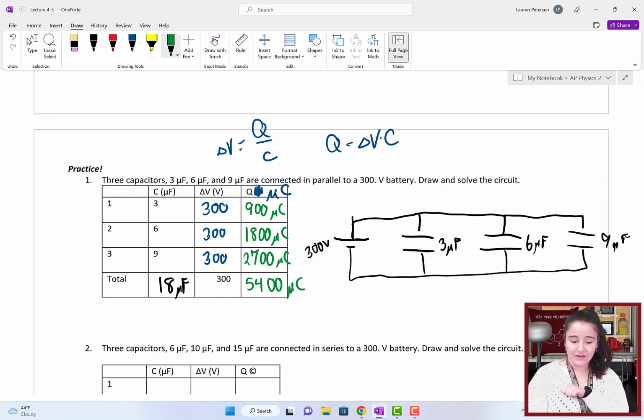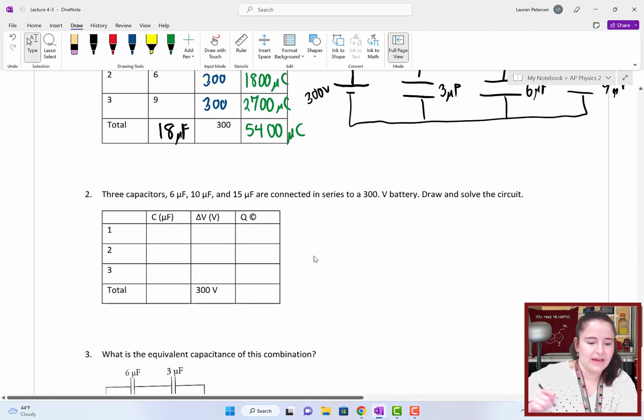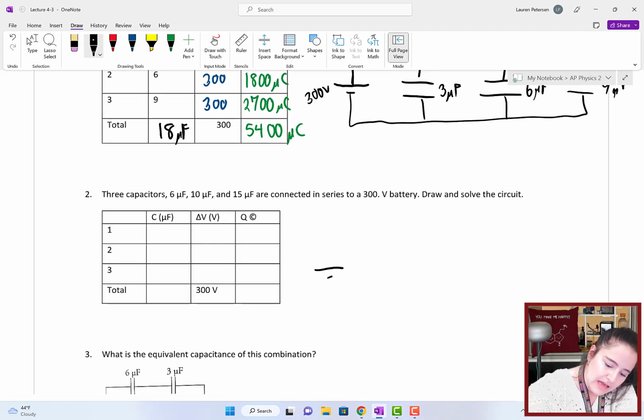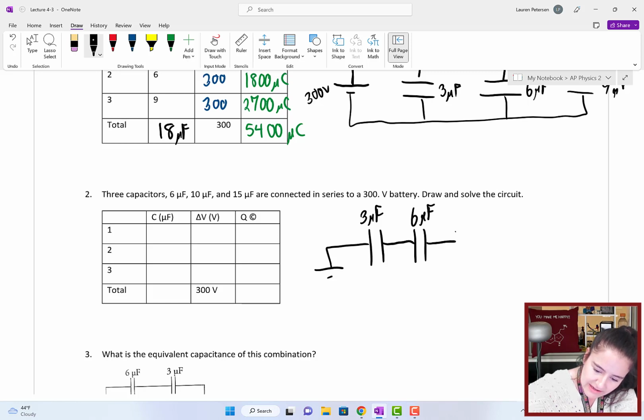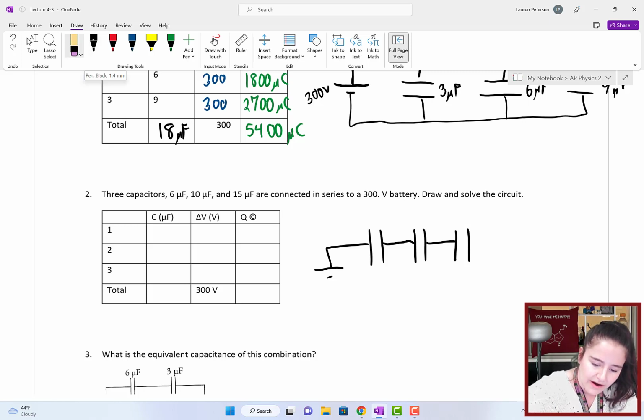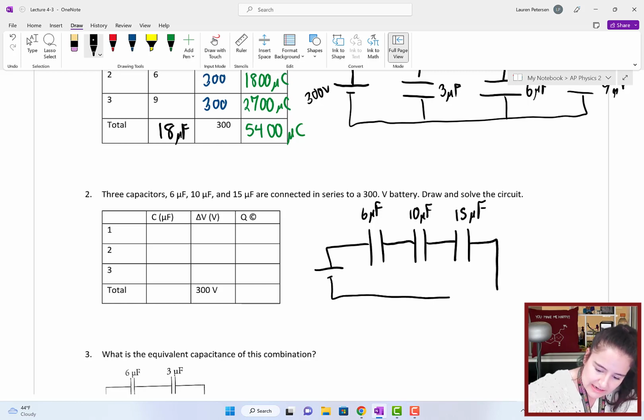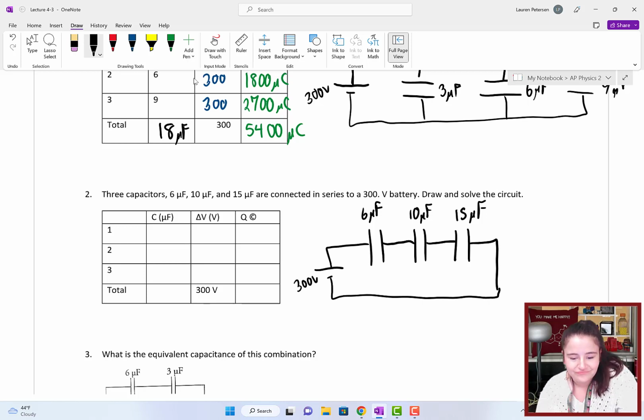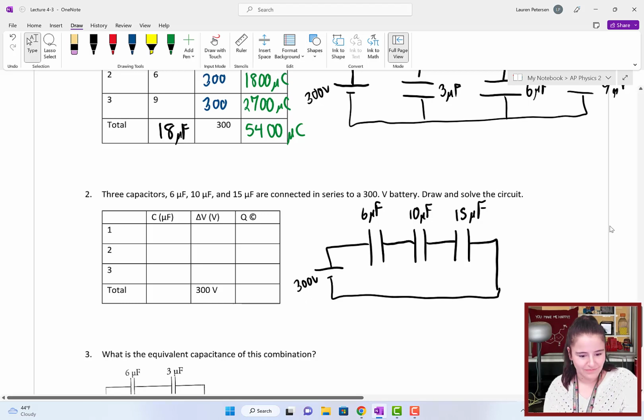Let's go ahead and try the series one. So it's the same 3 capacitors, but now they're connected in series. So we got the 3 microfarad connected to the 6 microfarad, connected to the 9. Oh, nope, sorry, they are not the same. I lied. They are a 6 microfarad, a 10 microfarad, and a 15 microfarad capacitor connected in series to that 300 volt battery. Now the charge on them we know is all going to be the same, but we don't know that total charge yet.